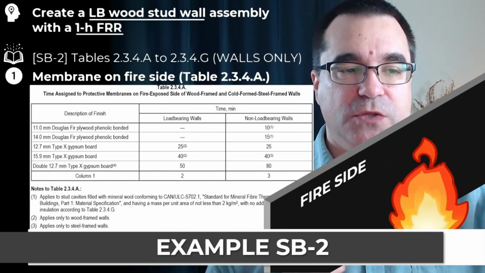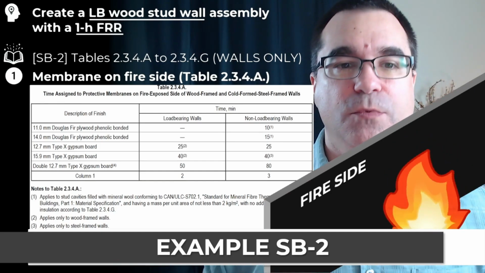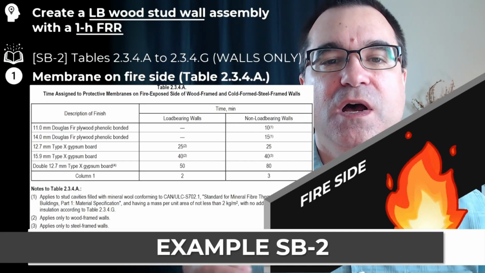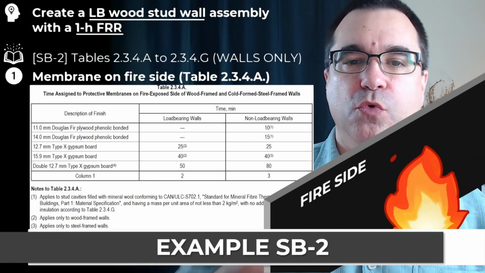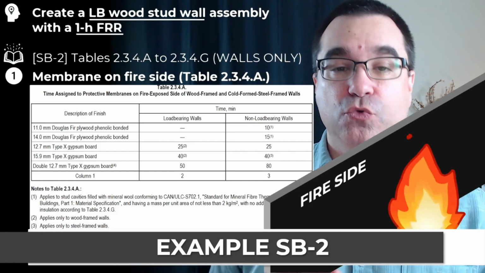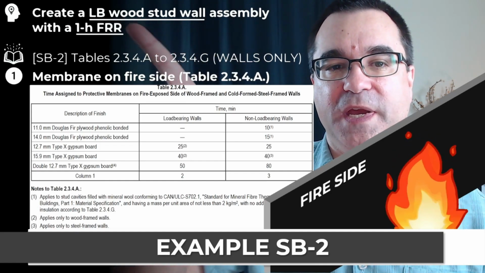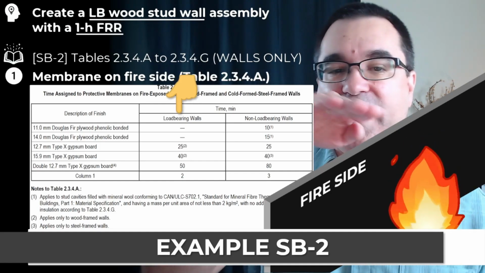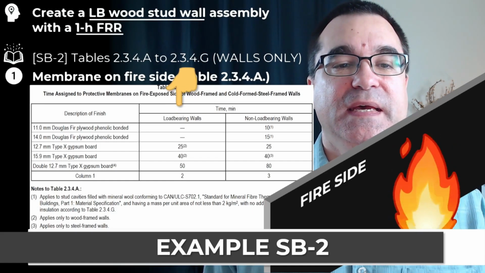So the first one we're going to be using is table 2.3.4a. So that's the table that allows you to assign time to a protective membrane on the fire side of the wall, whether that wall is made with wood frame or cold formed steel frame. Okay? So what I do is I identify the column in that wall that relates to load bearing. It is this column right here. And then I pick any of the relevant rows there. And I pick this row here.